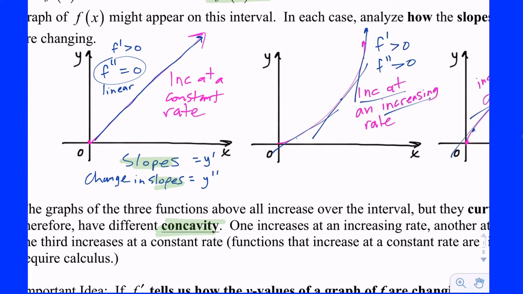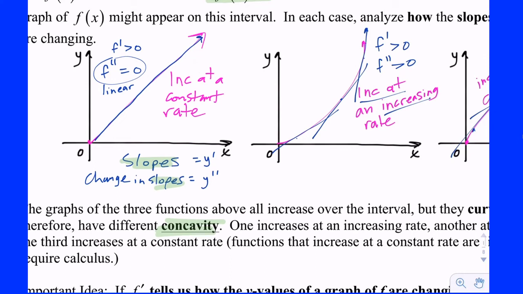And concave down like a frown. Concave up like a cup, and concave down like a frown. Okay? So anytime you have a second derivative that is positive, we're going to say your graph is curving upwards. Okay? It has positive curvature. We're going to say it's concave up like a cup.